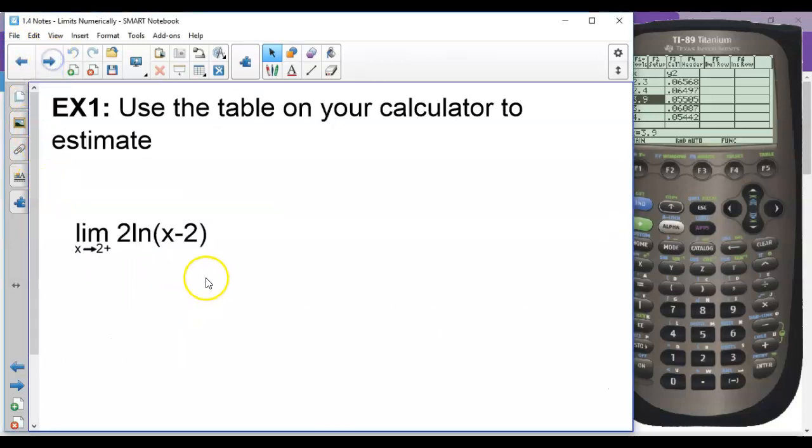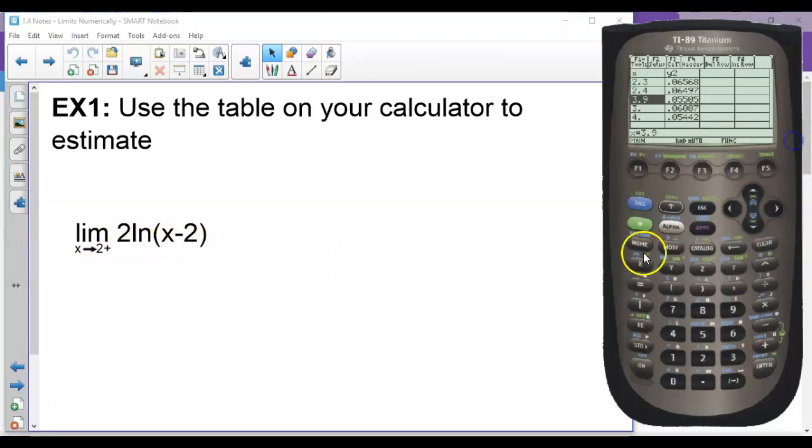So let's try our first example. We are going to use the table on our calculator to estimate the limit as x approaches 2 from the right of 2 natural log of x minus 2. The first thing we want to do is go to y equals. I'm going to clear out this crazy function and type in 2 natural log. It's always a little blurry on the screen. I think it's right here, second x. Yep, 2 natural log of x minus 2.